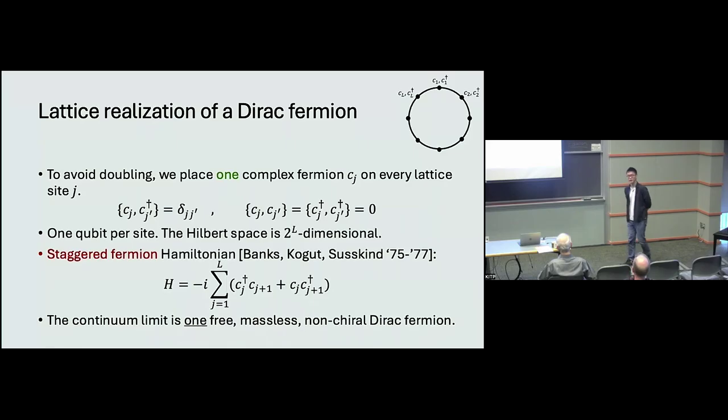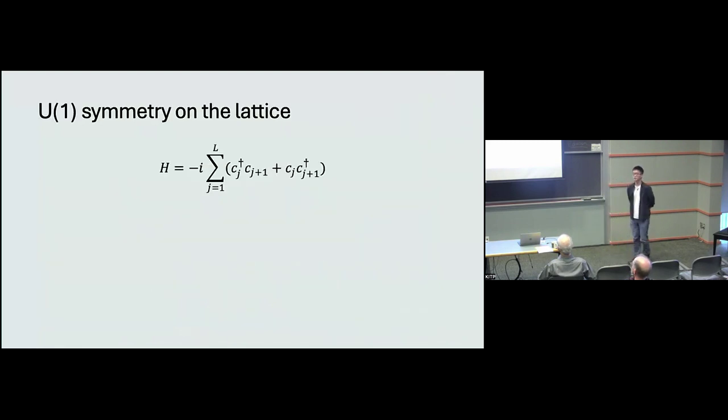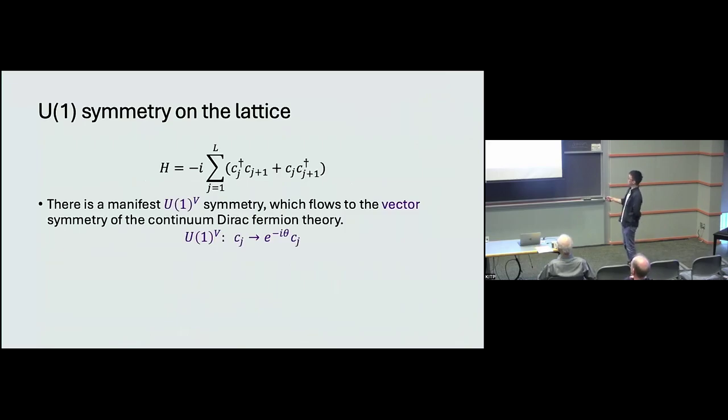Now we have to ask, does this Hamiltonian have the chiral global symmetries that we want to have? So let's take a look at this Hamiltonian. Well, obviously, there's a U1 symmetry on this lattice that just rotates the complex fermion by an overall phase. That's a manifest U1 symmetry, which you can identify as the vector U1 in the continuum limit. I'm going to denote it by U1v.